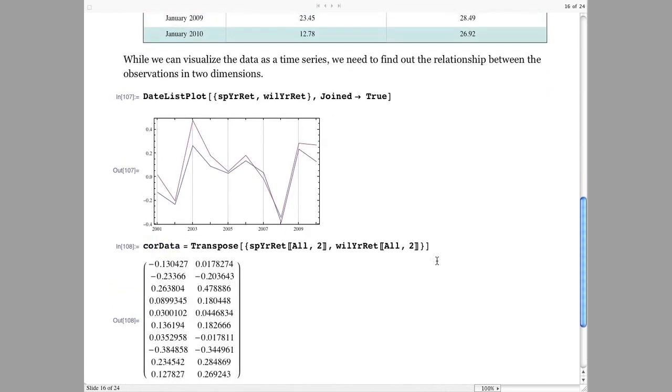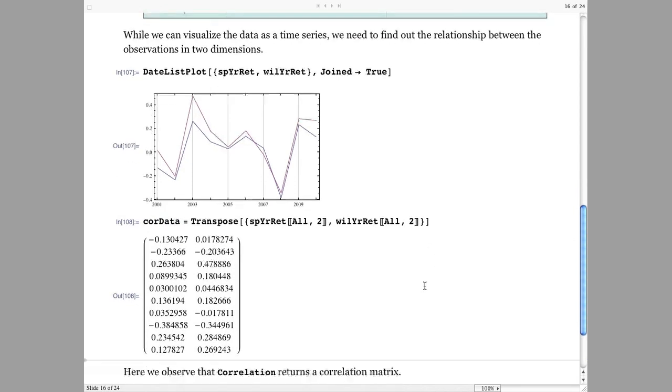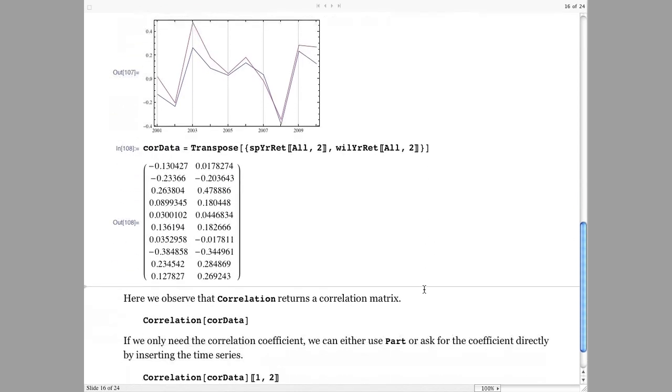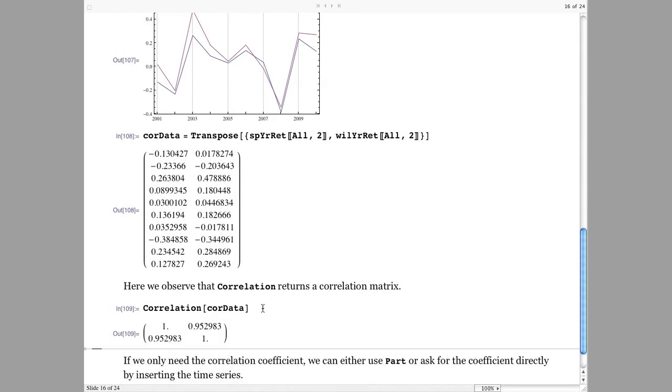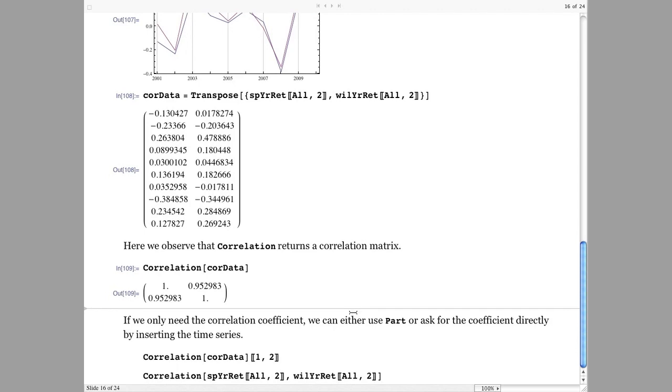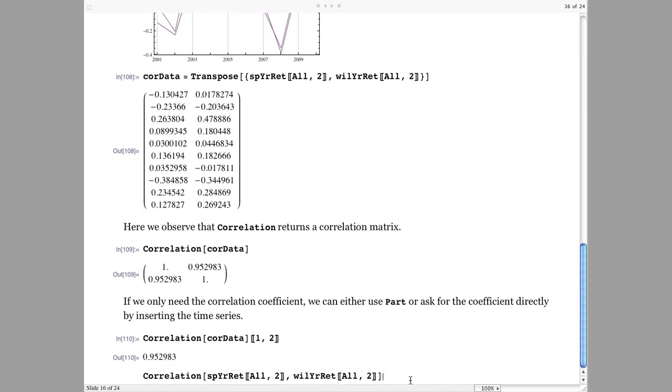Here we can call for the core data and ask for the correlation. If we only need the correlation coefficient, we can use the part command to take the coefficient of correlation from the correlation matrix. Or we can place the data of interest inside a correlation command.